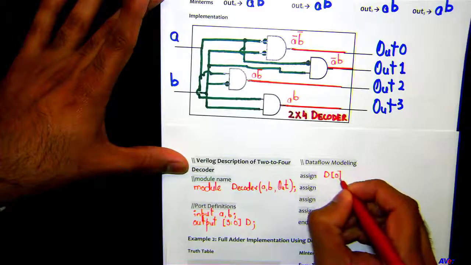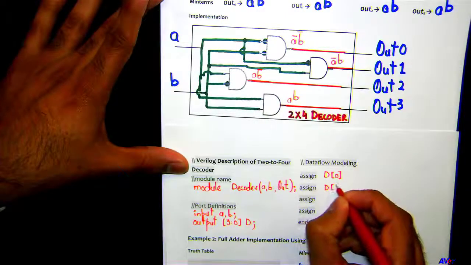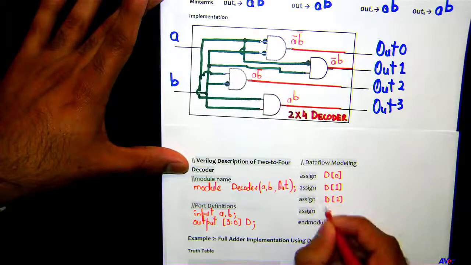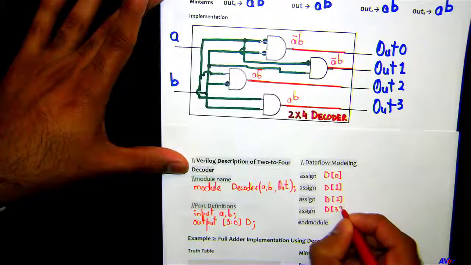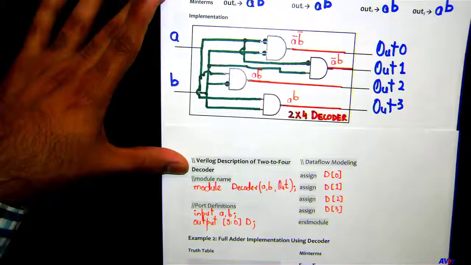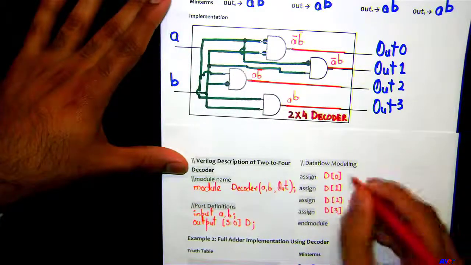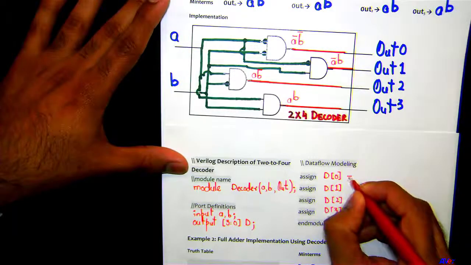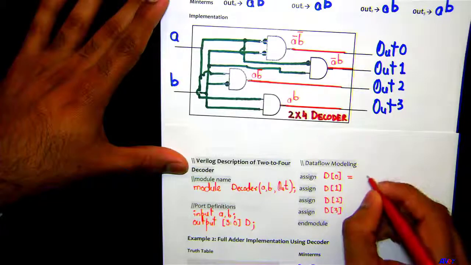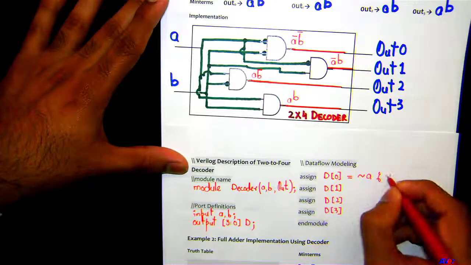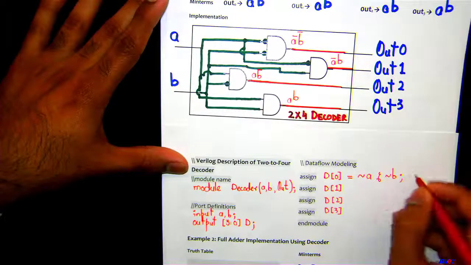D0, D1, D2, D3. I noticed that in the supporting material that I gave you, I only have 3 assigned, so you can use a semicolon. Okay. So D0, what is going to be the expression for D0? It was A bar B bar. So A bar ANDed with B bar, correct?